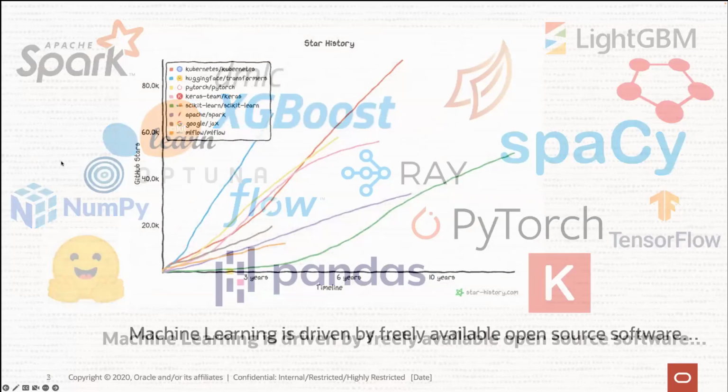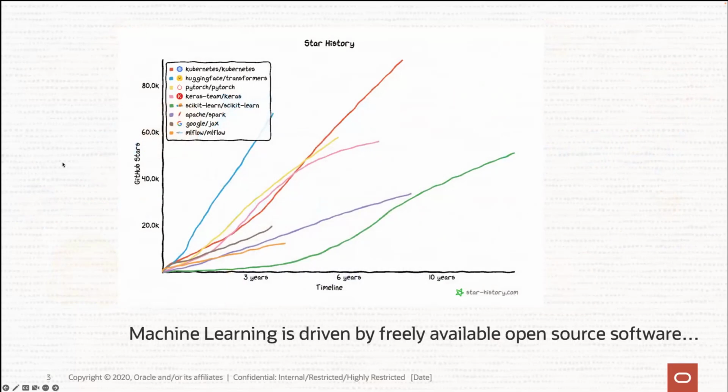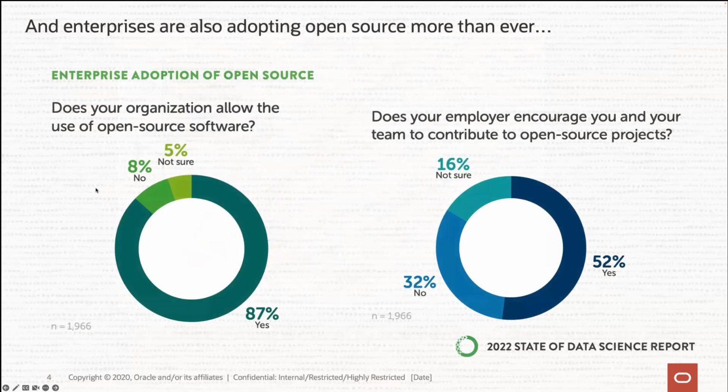The popularity of some of these open source packages is actually accelerating. This is a nice little chart that shows the number of stars over time for some of the most popular open source libraries in machine learning. One of the most recent ones, and the one that I want to highlight, is Hugging Face, which came out a few years ago. Its adoption is faster than any other open source package in machine learning at the same point in time in their history. So not only is open source popular for machine learning use cases, but the trend is actually accelerating. And we see this in enterprise organizations as well, and they are adopting open source more than ever.